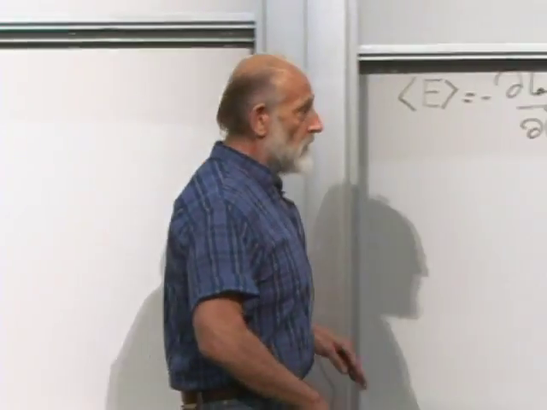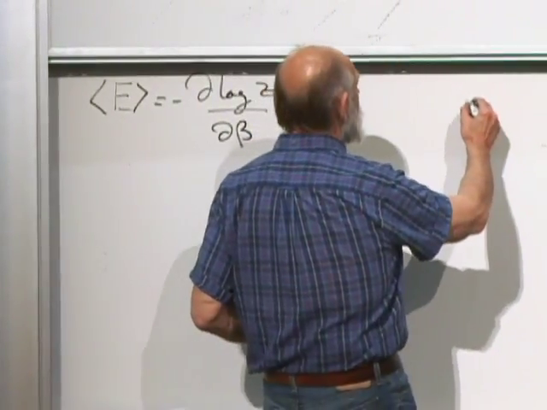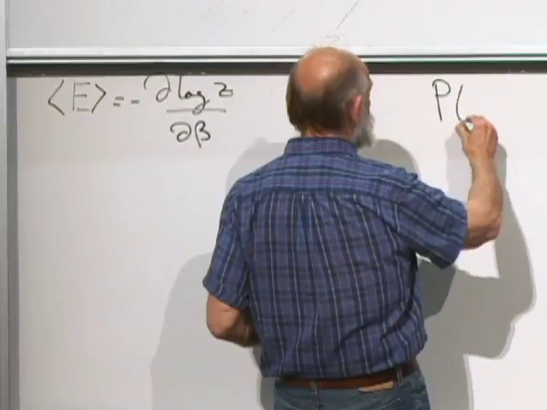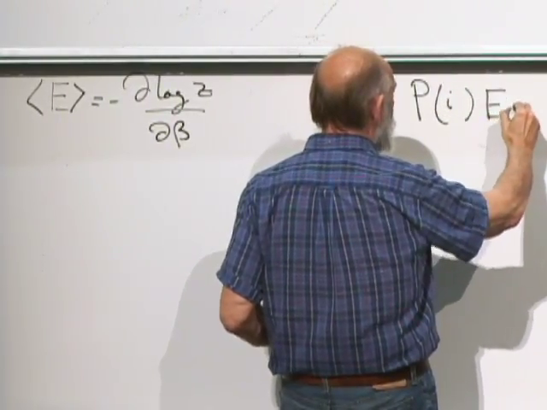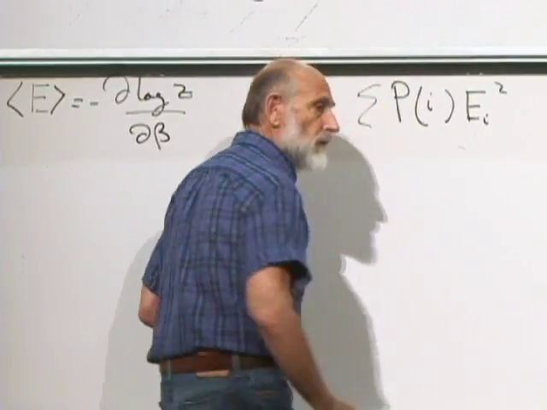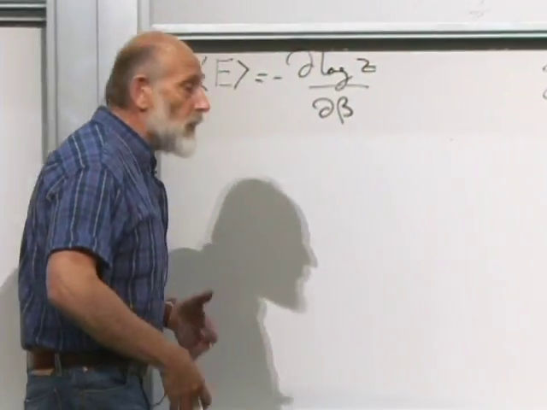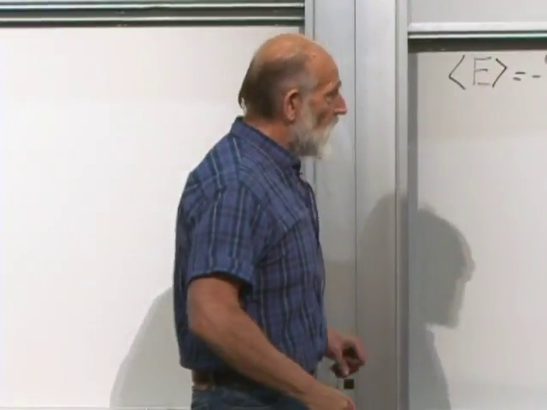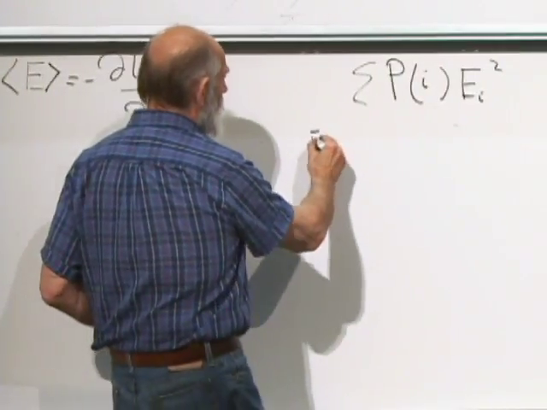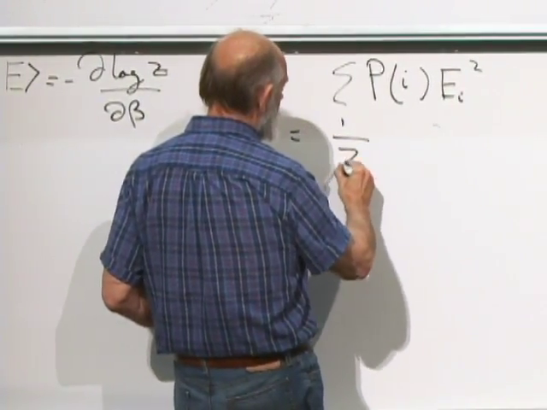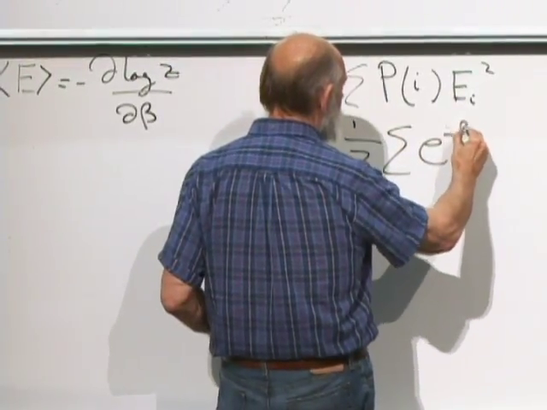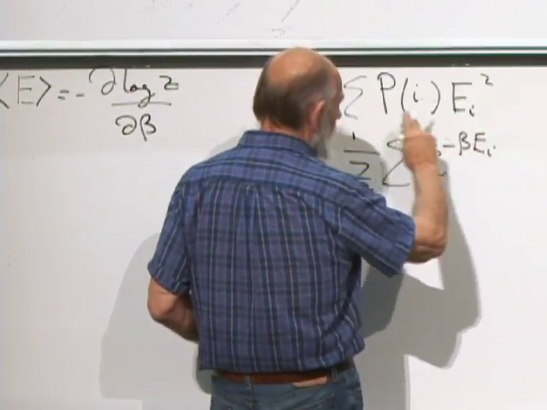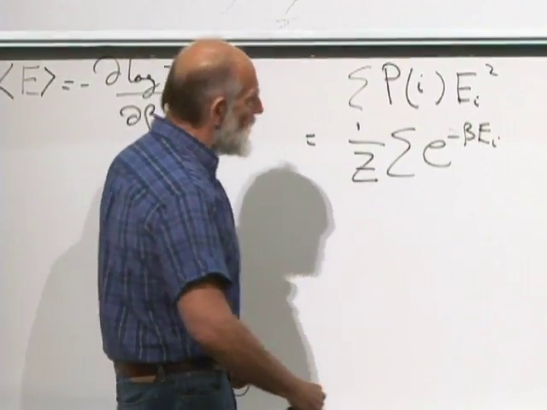So for that we need a formula for this average of the square. The average of the square of the energy is the sum of P_i times E_i squared. That's the average of the square of the energy, which is equal to 1 over Z sum e to the minus beta E_i, that's P_i, times E_i squared.